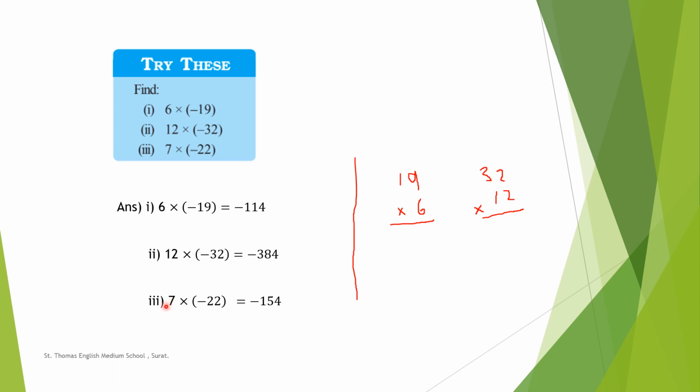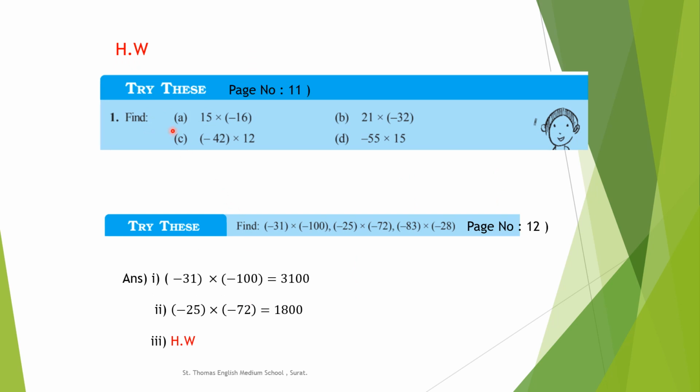Is it clear? The third one, 7 multiplied by minus 22. Again, one positive number, one negative number, you have to put negative. Clear? And multiply: 22 7s are 154. So one positive number, one negative number, always you will get a negative integer. Is it clear? Right, this page number 11, try this, you can do it as homework. Now page number 12, you can see some try this, there are three questions.